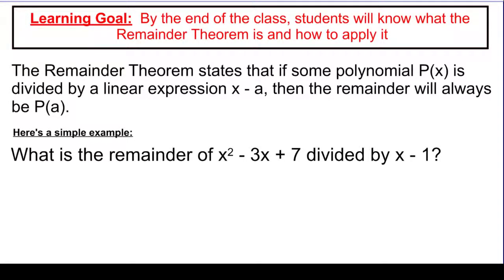It says that if you have some polynomial p of x, which can be any polynomial, in this particular case, the example that we're going to do, the polynomial p of x is x squared minus 3x plus 7. This applies to any polynomial. And if we divide that by a linear expression, and what we mean by linear expressions is can't have any exponent bigger than 1, so we couldn't have an x squared or an x to the third. It's got to be x to the first power. Linear expression, which they're calling x minus a, then the remainder of that division problem will be p of a.